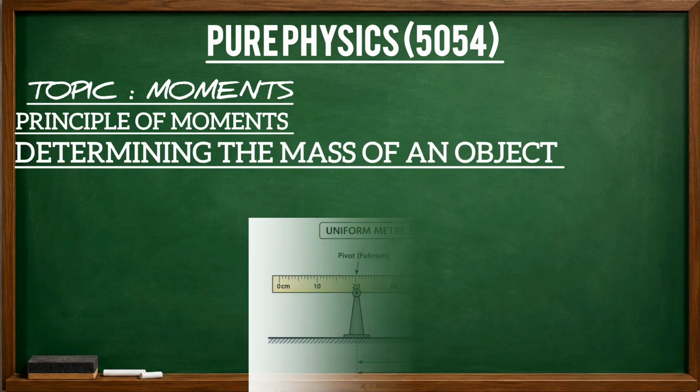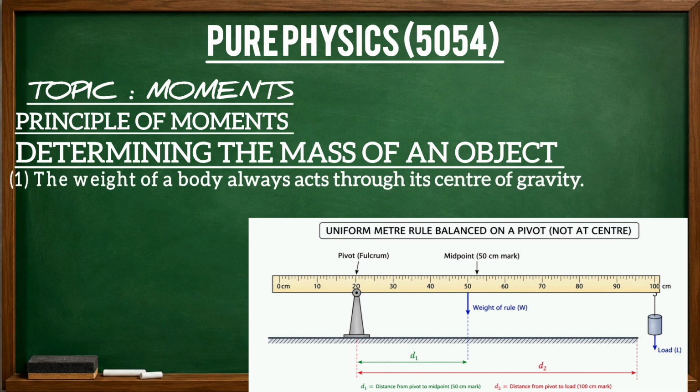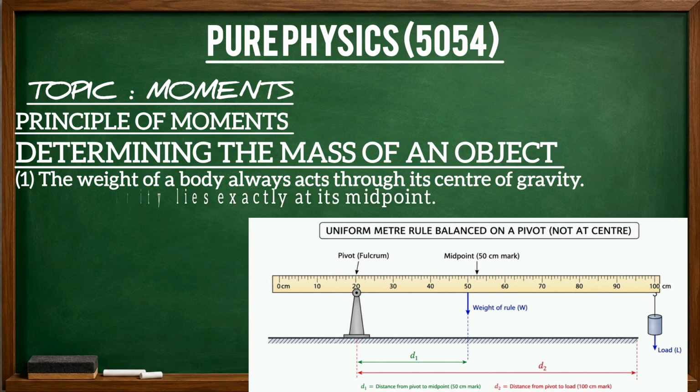Finally, the principle of moments is also used to determine the mass of an object, such as a uniform ruler or a plank, when it is balanced on a pivot. To use this method correctly, there are a few things to keep in mind. The weight of the body always acts through its center of gravity. For a body with a uniform cross section, that center of gravity lies exactly at its midpoint.